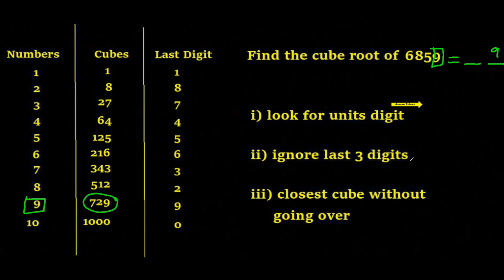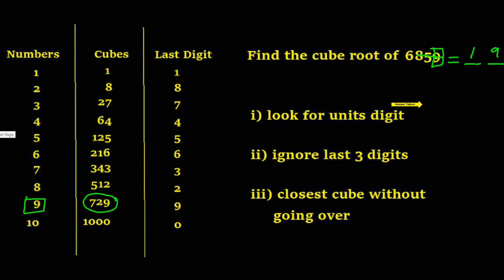And ignore the last 3 digits. So, ignore these 3 digits. We are left with only 6. Find the closest cube without going over. So, what is the closest cube for 6? It's again 1, because 8 is going over, it is larger than 6. So don't go for 8, go for 1, and that will be the first digit of the answer, the cube root. So 19 is the cube root of 6859. I hope you understand this shortcut.